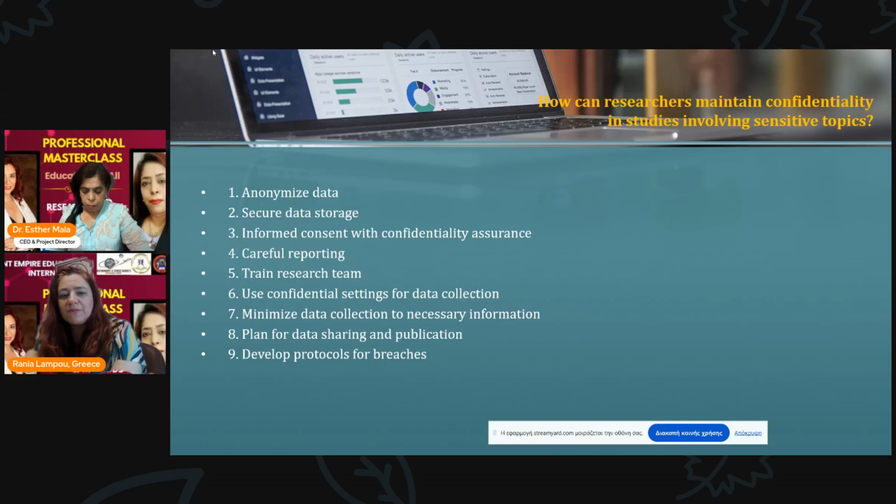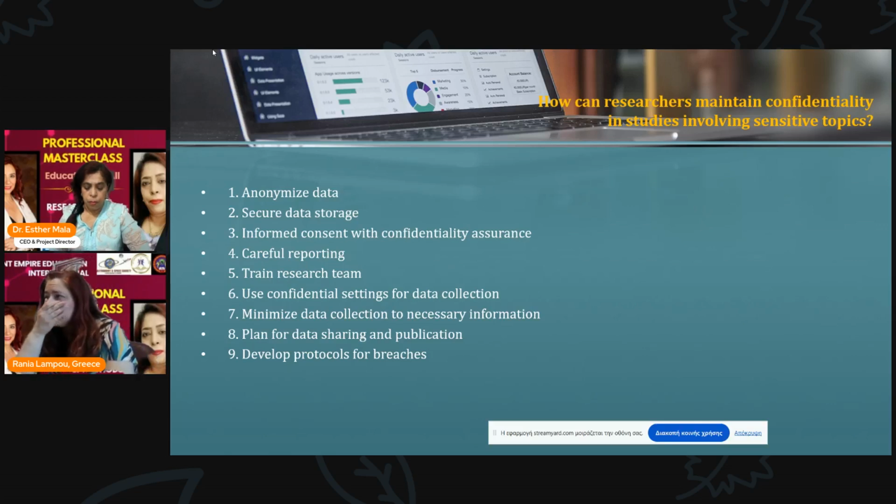Informed consent with confidentiality assurance. Clearly explain to participants how their data will be used and protected. Inform them of limits to confidentiality, for example, risk of harm disclosures. Obtain written consent specifying confidentiality measures. And careful reporting: try to aggregate data to avoid exposing individual identities, avoid reporting unique or rare characteristics that could identify someone, and use general descriptors rather than specifics.